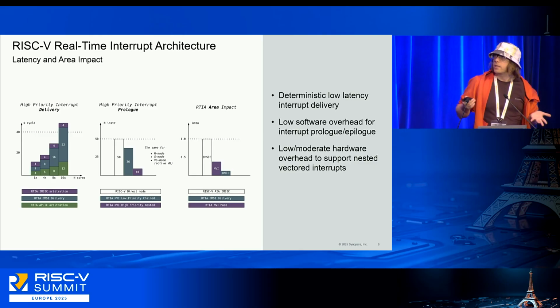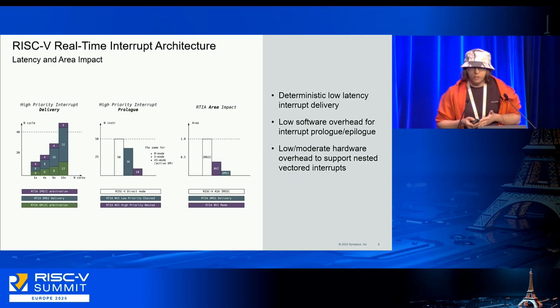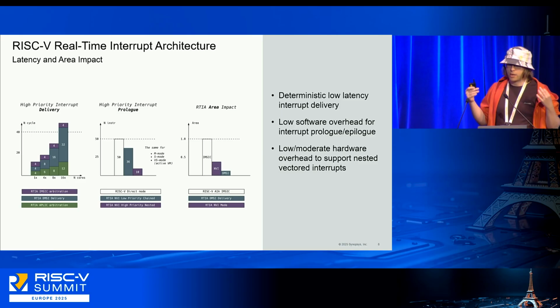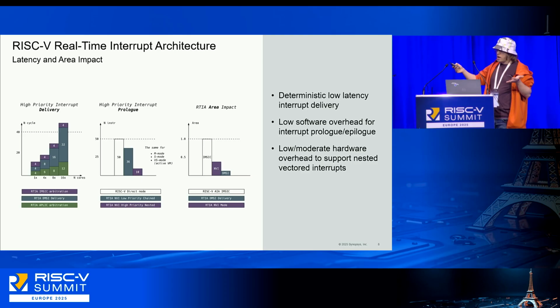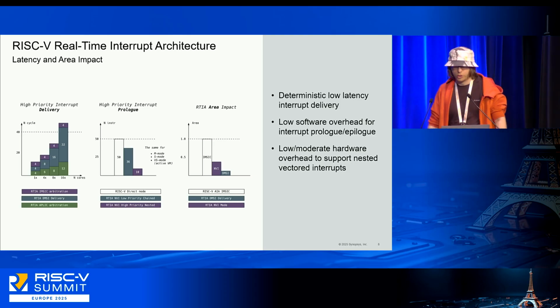So, about latency and area impact. We've achieved deterministic low latency interrupt delivery. We have low software overhead for interrupt prologue and epilogue. For example, the interrupt prologue instruction count is decreased by a minimum of 5 times compared to direct interrupt handling mode. And this extension doesn't result in significant overhead in hardware, which is nice.